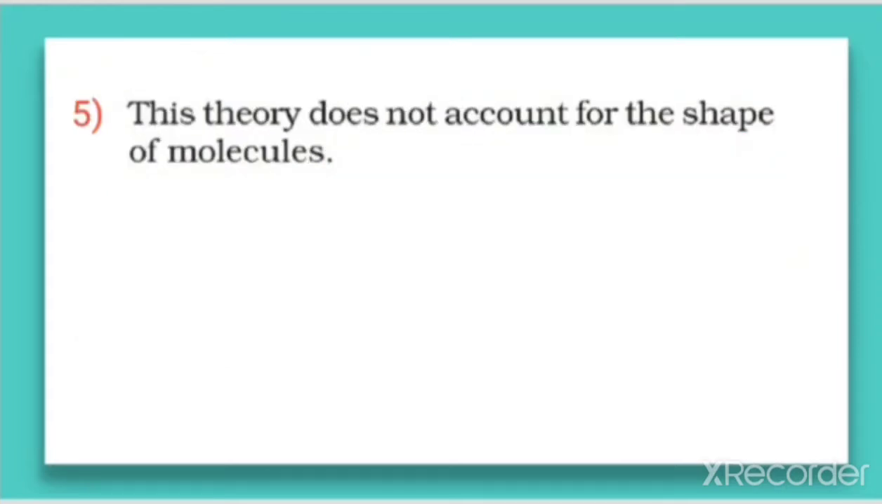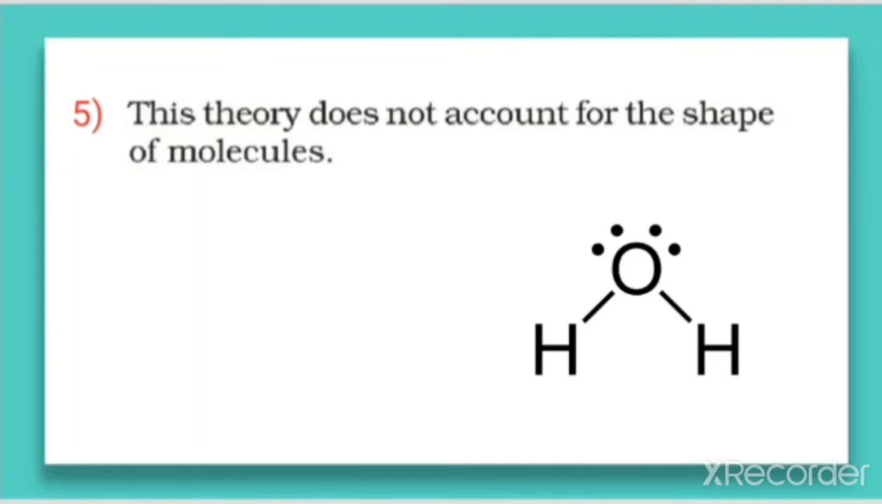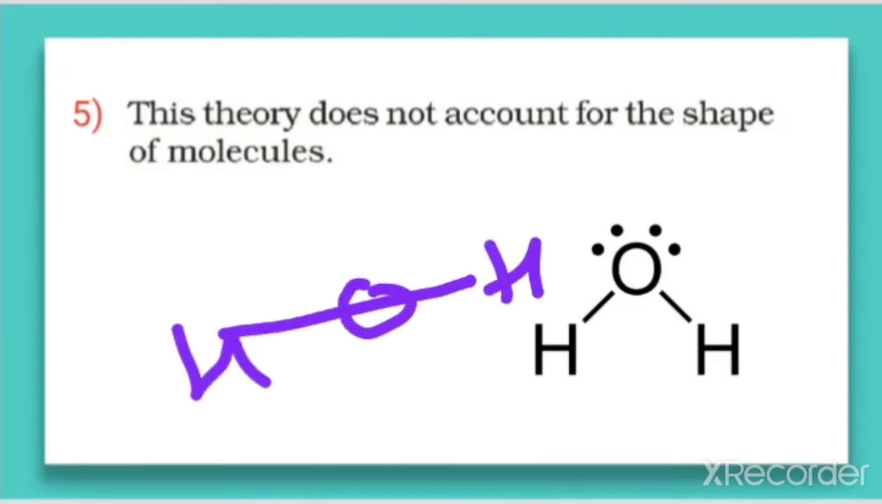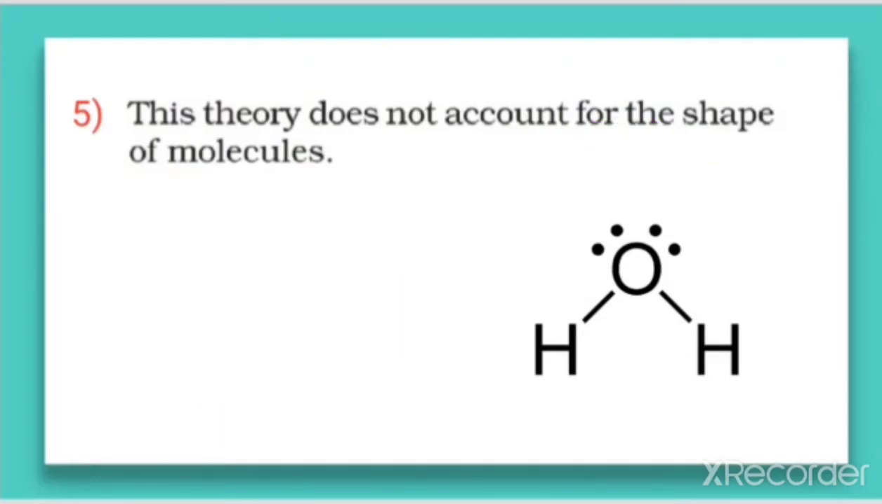The octet rule does not explain the shape of the molecule. When we make the Lewis structure according to the octet rule for water, it will be in this way. But if you want, you can make this one in a straight line form like H-O-H. You can, if you want, make it in this way. But why are we making water in this shape? Because the shape of water is bent. So the octet rule does not explain the shape of the molecule, like why water is bent. So that is one of the limitations of the octet rule.